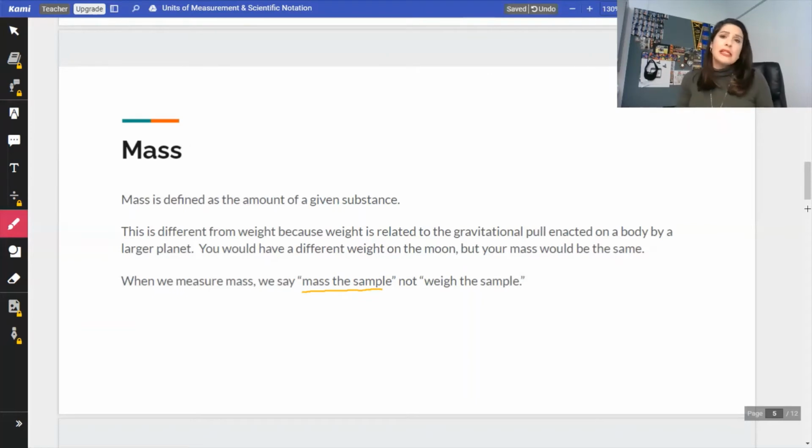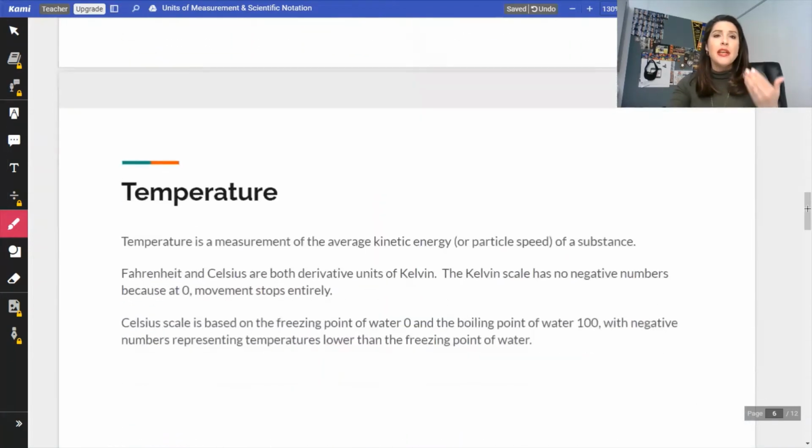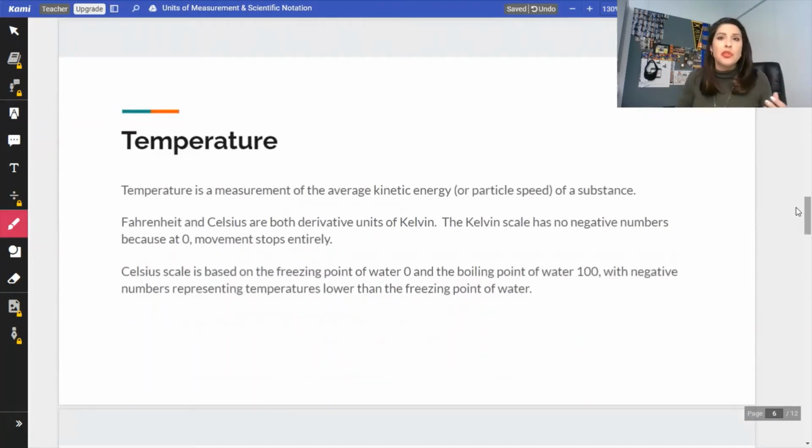Because it's not weight that we care about here in chemistry. It's actually mass, the amount of a substance. Looking ahead, we look at temperature. What is temperature? Crazy enough, all temperature is a measurement of the average kinetic energy, or that is to say, the speed that particles are moving.